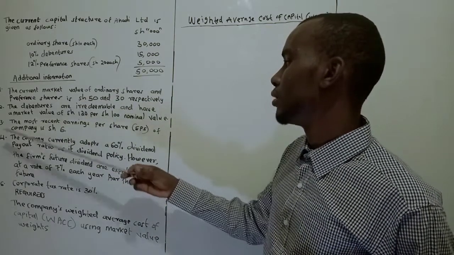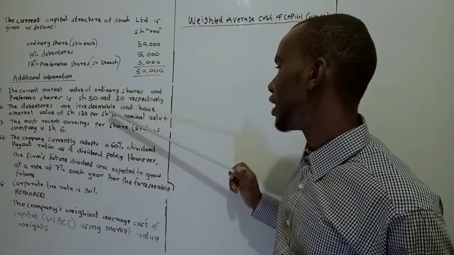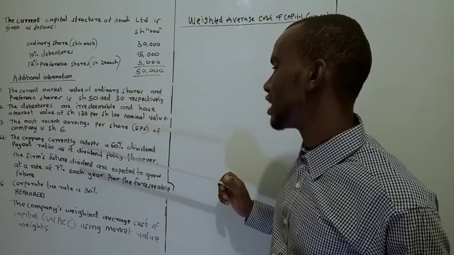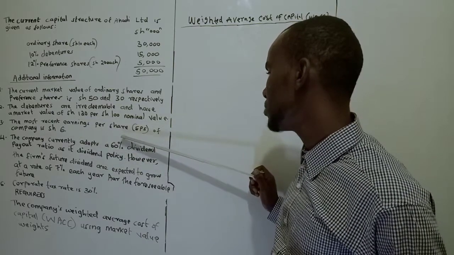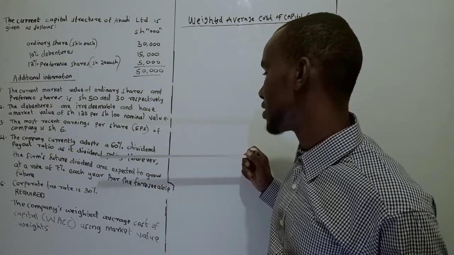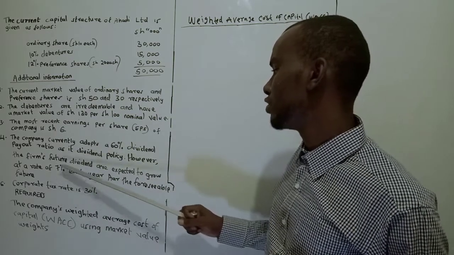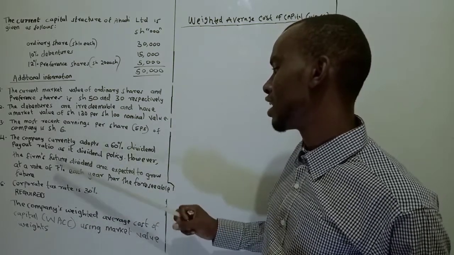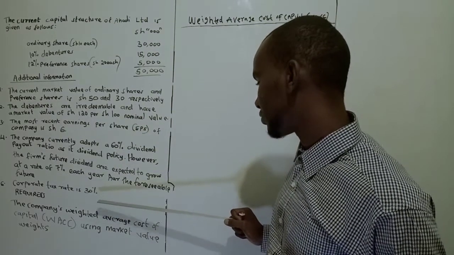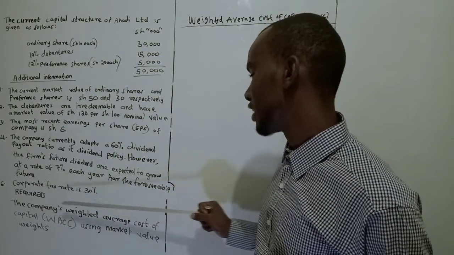respectively. Number 2, the debentures are irredeemable and have a market value of 120 per 100 nominal value. Number 3, the most recent earnings per share, EPS, of the company is shilling 6. The company currently adopts a 60% dividend payout ratio as its dividend policy. However, the firm's future dividends are expected to grow at a rate of 7% each year for the foreseeable future. Number 6, corporate tax rate is 30%.